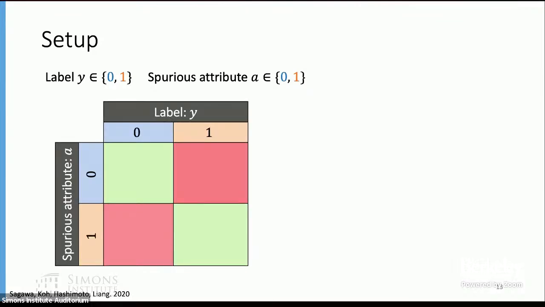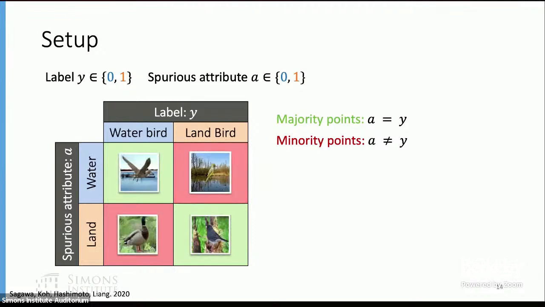So we can construct a 2x2 grid depending on the attribute and the label for each of the data points. Most of your data points have the background matching the label, like water birds found on a water background. This is an example. But there are some minority points where sometimes there's a bird on a different background. So in this way, we can put each input into one of these four categories. For now, we're assuming that for each input, we can say what the background is and what the label is, and so we can put them into these four categories.